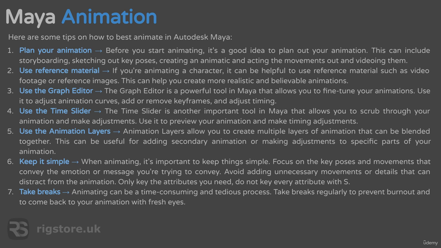Number 4, using the time slider. The time slider is another important tool in Maya that allows you to scrub through your animations and make adjustments. Use it to preview your animation and make timing adjustments.